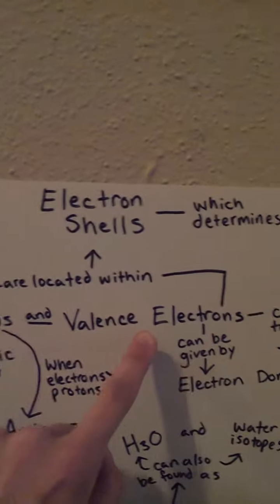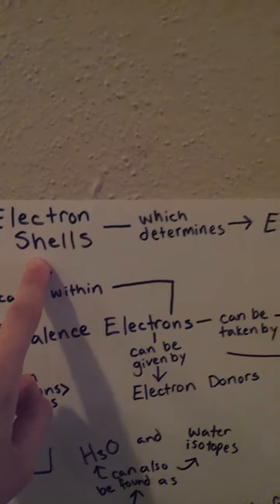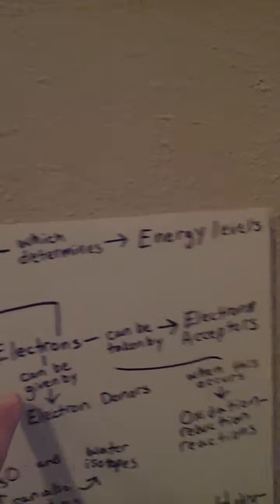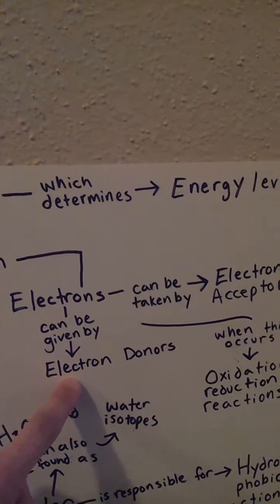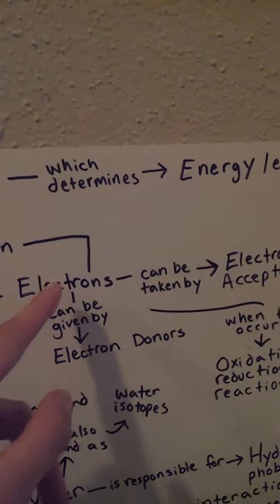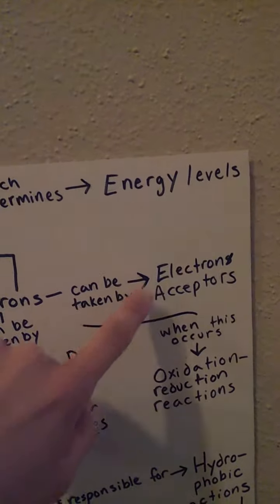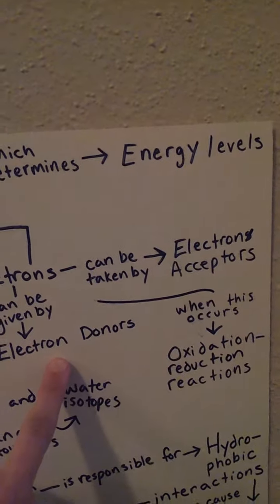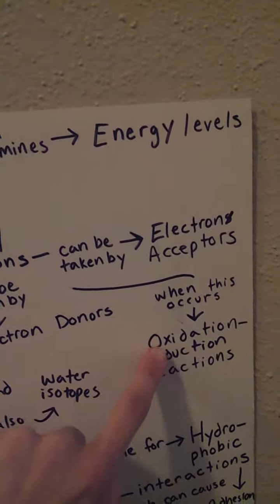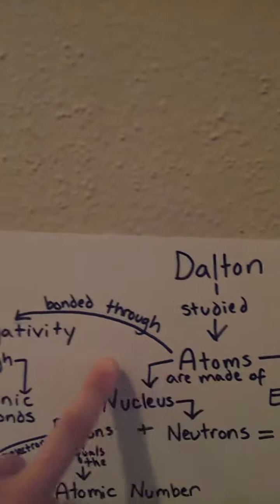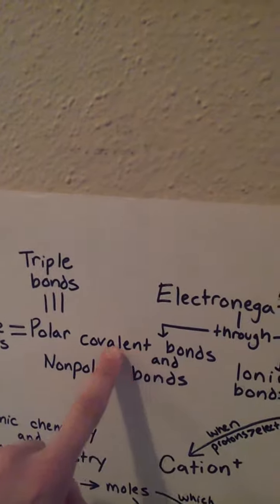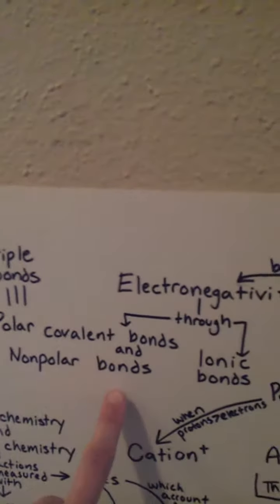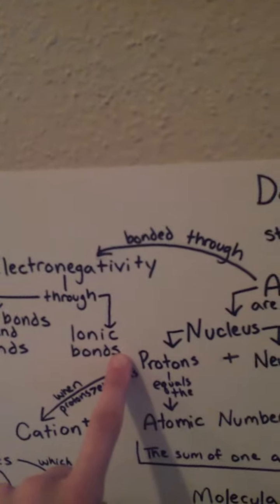Now, electrons and valence electrons are located within the electron shells, which determine the energy levels. And electrons can be given to other atoms. Whenever this occurs, it's called energy donation, or from energy donors, and they can be taken by electron acceptors. When either of these occur, it's called the oxidation-reduction reaction. And atoms can be bonded through electronegativity, through polar covalent bonds, which include triple and double bonds, and nonpolar bonds, and also ionic bonds.